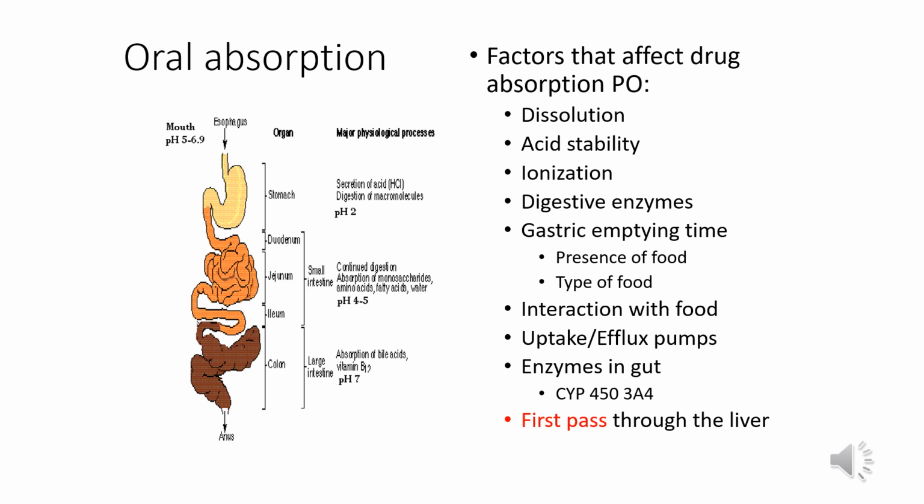Anatomy connection: which vein delivers orally administered drug to the liver before the drug can get to systemic circulation? The answer: the portal vein.